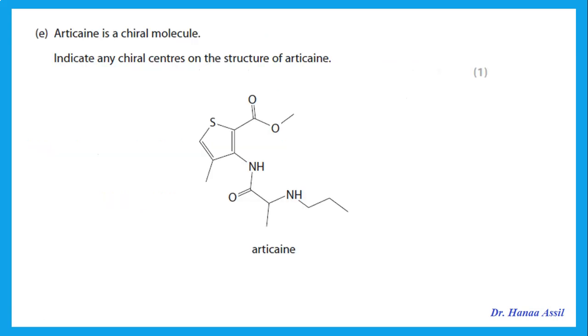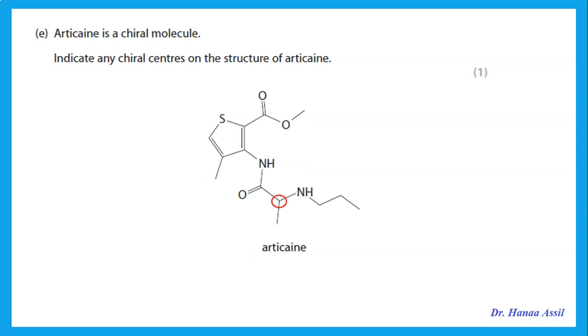This compound is chiral. Indicate the chiral center. Where is the chiral center? Remember, the chiral center is a carbon that is bonded to 4 different groups. So if you look at the structure, this is the only carbon that is bonded to 4 different groups. Remember that the 4th one is a hydrogen. So that carbon has bonds to the carbonyl, to the nitrogen, to a methyl, and to a hydrogen.